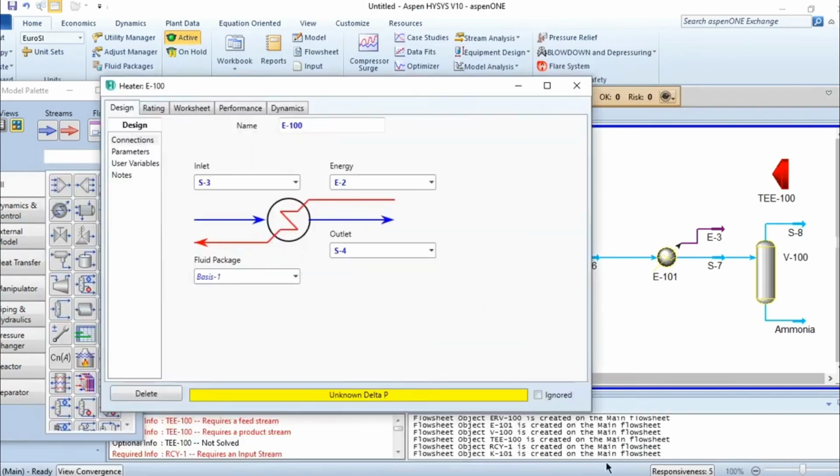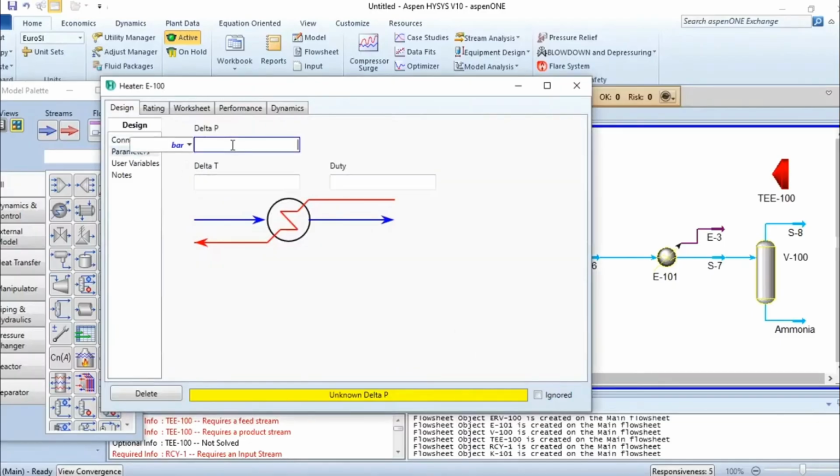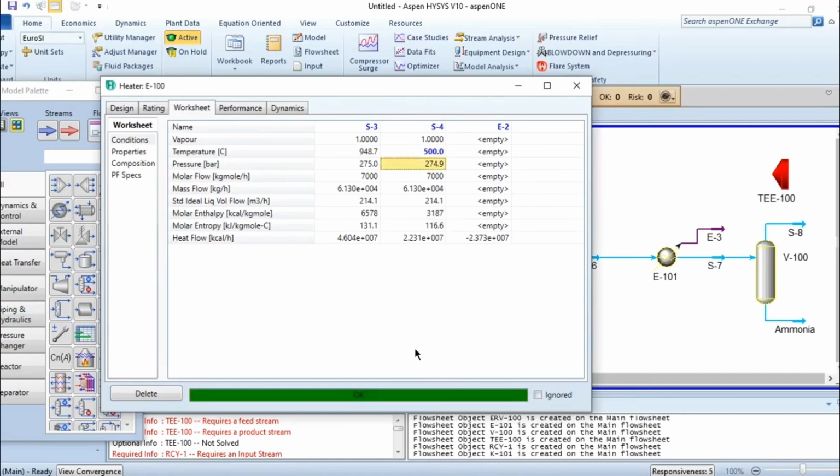Then we will go to this heater and its specifications: temperature of 500 degrees centigrade and pressure drop of 0.1 bar. So for pressure drop, we can easily specify delta P of 0.1 bar and final temperature as 500. As you can see, its degree of freedom is 2. You have to specify temperature, pressure, duty, or vapor fraction. So out of these 4, you have to specify any 2. And we have specified temperature and again pressure in terms of delta.